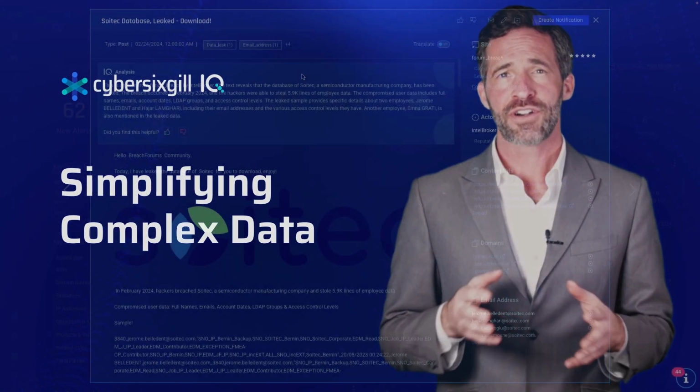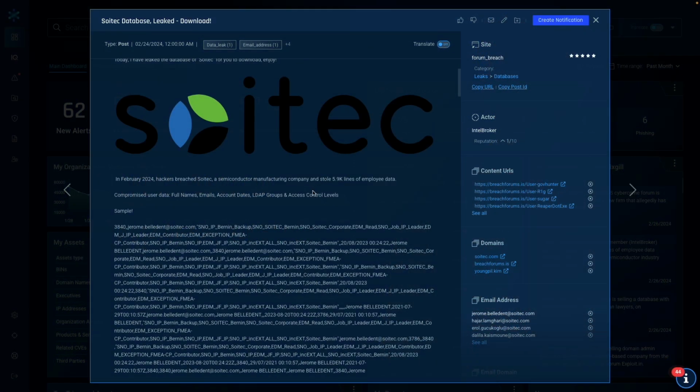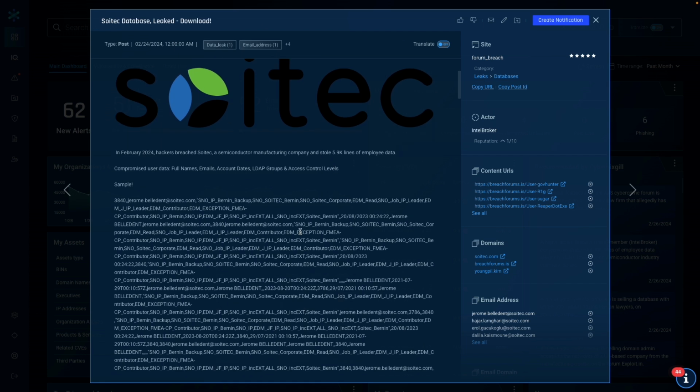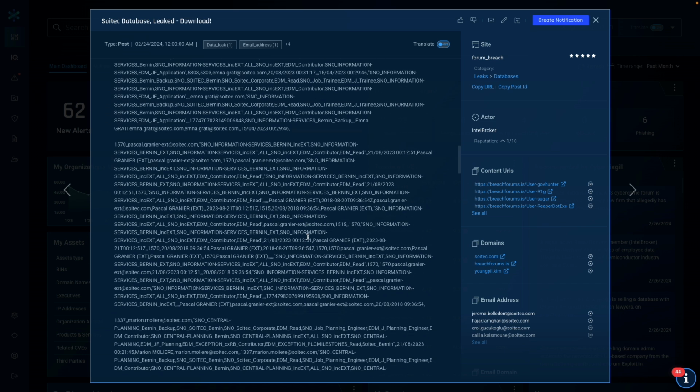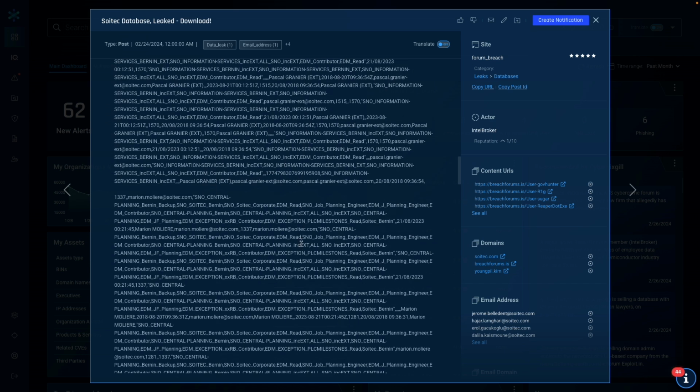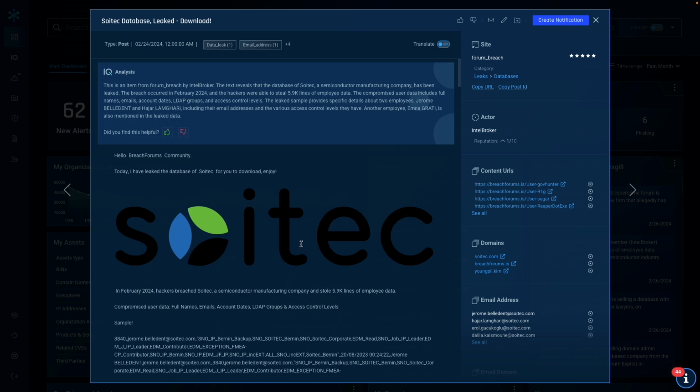Did you know that with CyberSixSkill IQ, you can simplify complex threat data into easy and understandable context? Firstly, there's the IQ analysis bar, curated intelligence using the generative AI function. This summary gives you key insights into your chosen topic. This includes information about the threat actor, where it was posted, and what data was compromised and leaked, saving you immeasurable time and effort analyzing the intelligence, and simplifying complex data into something that's easy to understand and accessible.